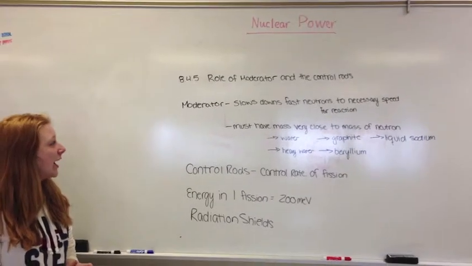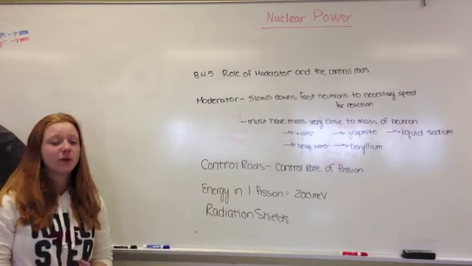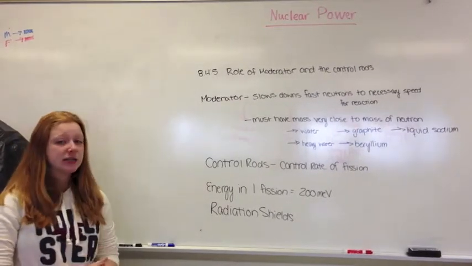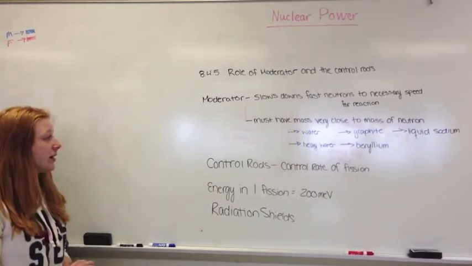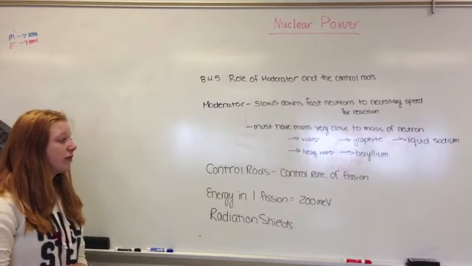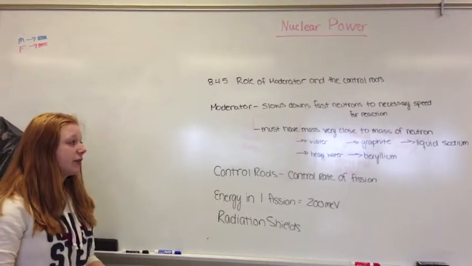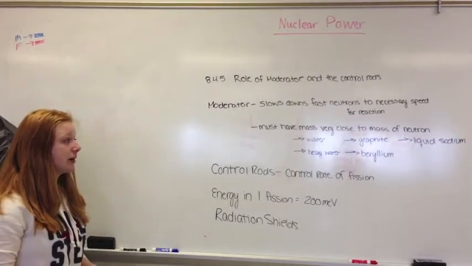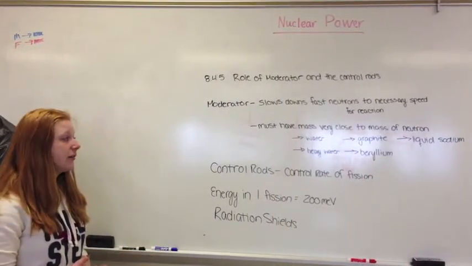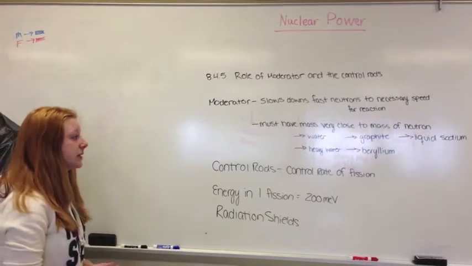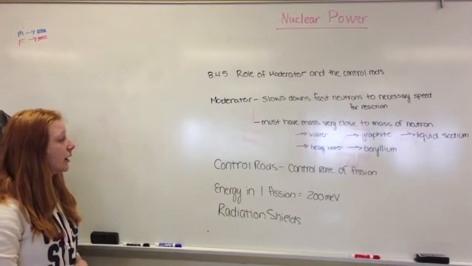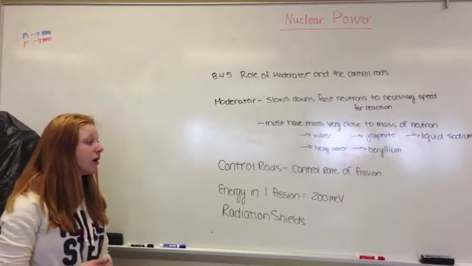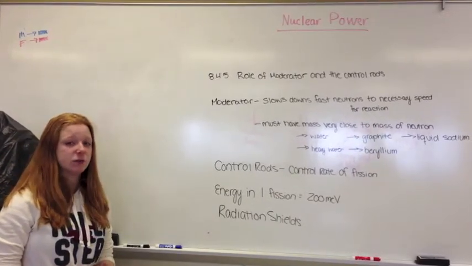Alright, so I will be explaining what the role of the moderator is and also the control rods within the nuclear power system. The moderator is pretty much only used to slow down the fast neutrons to the necessary speed for the reaction, because there are slow neutrons already present and then there are the fast ones, and the fast ones need to be brought down to the same speed as the slow neutrons. Another thing about the moderator is it must have a mass that's extremely close to the mass of the neutron, otherwise the reaction will not occur.